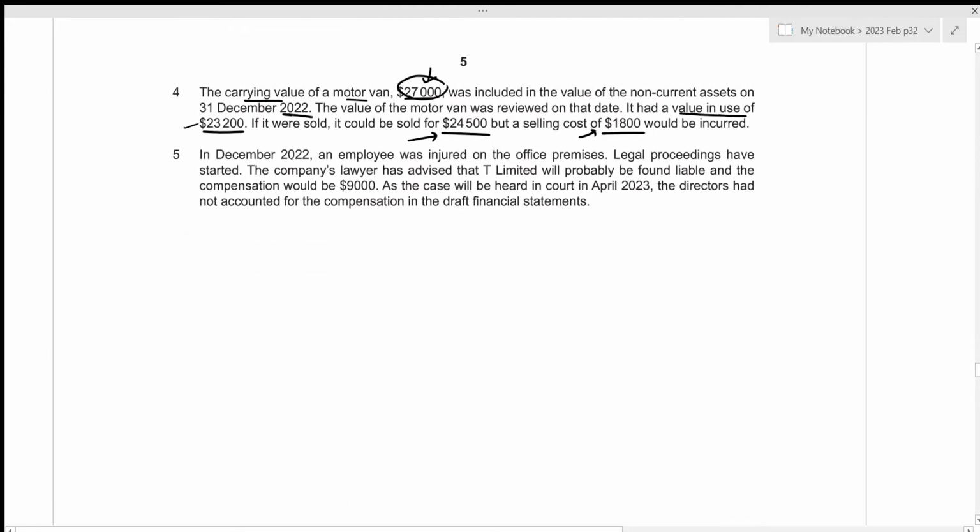In December 2022, an employee was injured on the office premises. So this event took place at a past date. Then legal proceedings have started. The company's lawyer has advised that T Limited will probably be found liable and the compensation would be 9,000. As the case will be heard in court in April 2023, the directors had not accounted for the compensation in the draft financial statements. So in this case, we are talking about a possible liability in the future, which means that this is relating to our International Accounting Standard 37 for provisions, contingent liabilities, and contingent assets. Let's write it down.